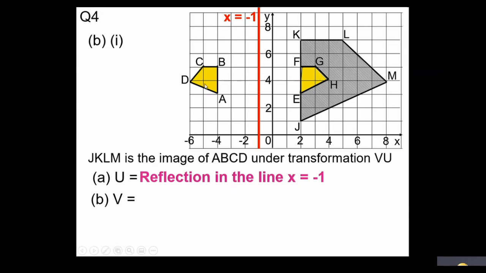Once you transform from A, B, C, D to E, F, G, H, from here to here, very obvious, right? What is the transformation?